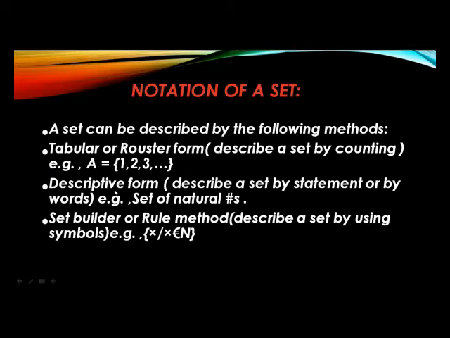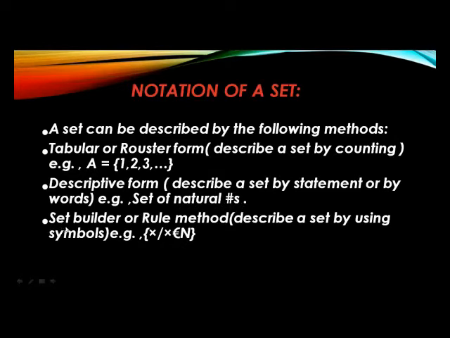The second is descriptive form. In it, we describe a set by a statement or by words. So you should keep in mind that for descriptive form, we need some type of statement or words. For example, the set of natural numbers. If we want to show the same set in descriptive form, we write "set of" in place of brackets, then identify what numbers are there. We know they are natural numbers because they start from 1, so we write natural numbers. Overall we say set of natural numbers.